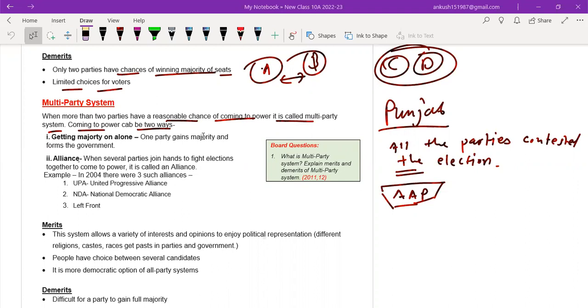It means every party involved in the election has a reasonable chance of coming into power. That point only I wanted to tell you. Any party may first get a majority alone. One party gains a majority and forms the government, one party among these parties, and there is tough competition.